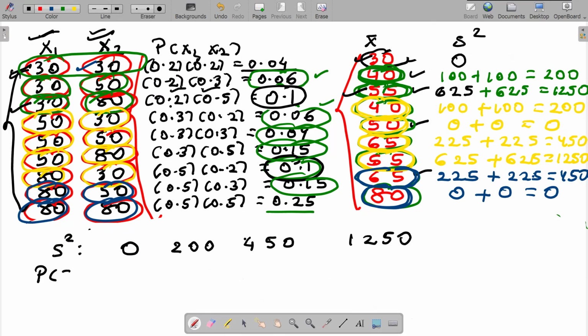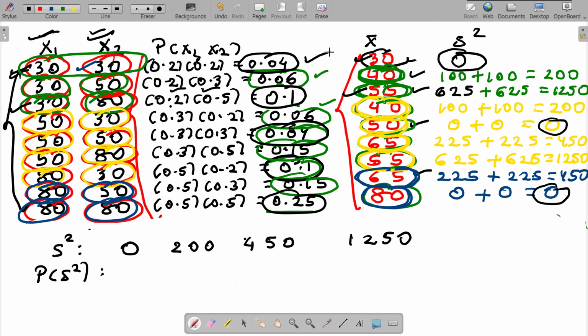The probabilities for S square are as follows. What's the probability of S square taking the value 0? It takes the value 0 here, the probability of which is 0.04. It takes the value 0 here, probability of this occurring is 0.09, and it takes the value 0 here, so 0.25. So I can say 0.04 plus 0.09 plus 0.25 comes out as 0.38. So now I can erase this off and I can just write 0.38.